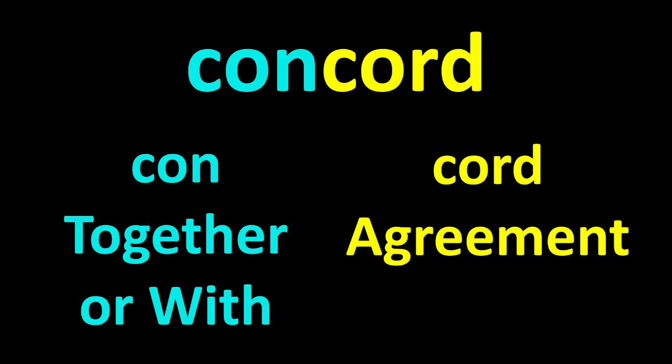The word concord is made of two word parts. The first word part is con, which means together or with. In this case, it means with. The second is chord, which means agreement. Together, these word parts mean there's agreement between two or more things or people.